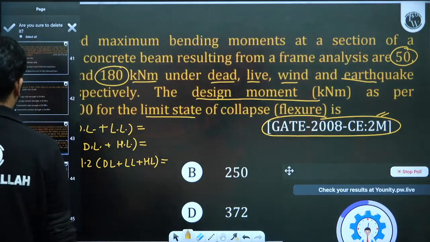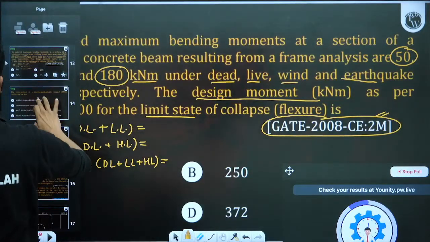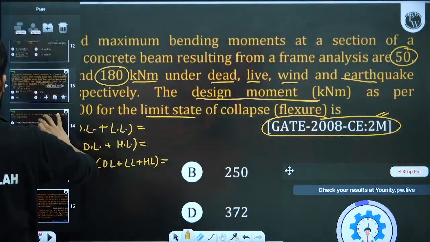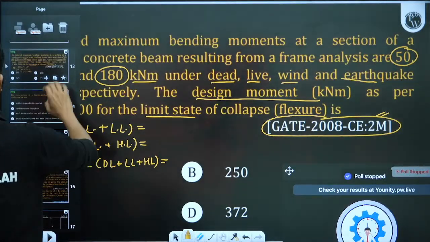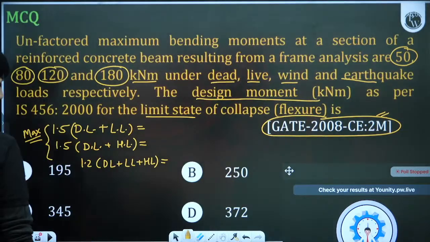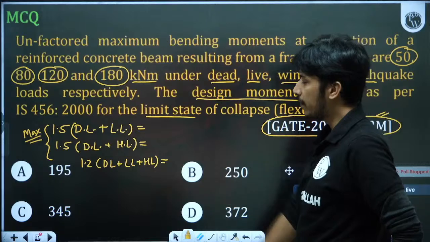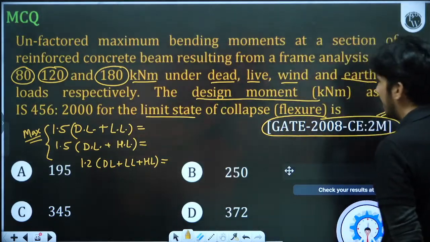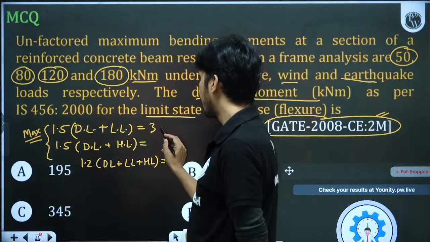Okay, then we will move towards the next question that was asked in 2023. It was also the same type of question, and it is of 2 marks. So now when we do 1.5 dead load plus live load, dead load is 80, live load is 120. 120 plus 80 is 200. 200 into 1.5 is 300.